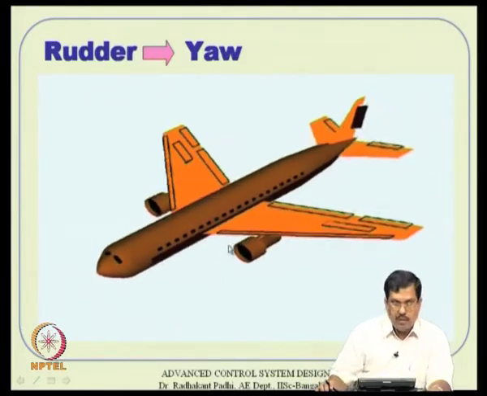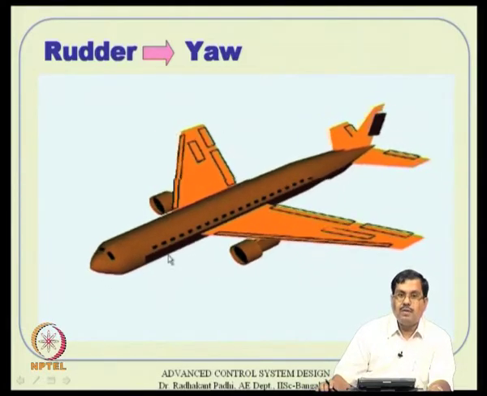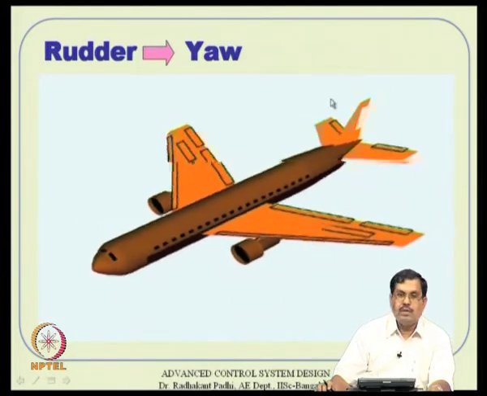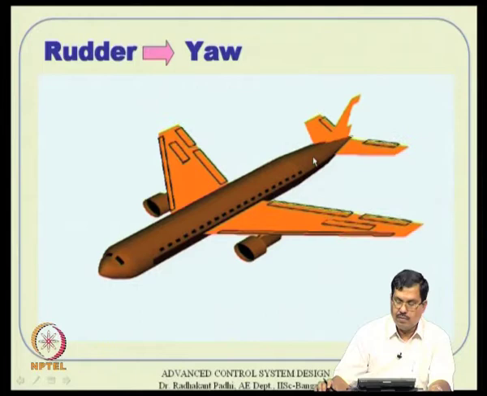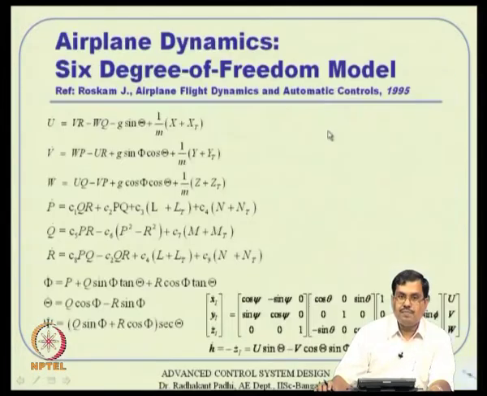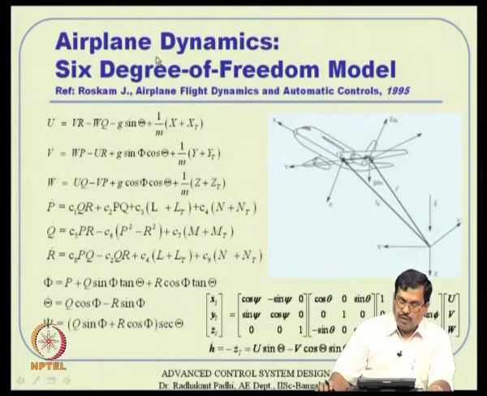If the guidance is also in action, then the reference command to follow comes from there, and all these control surface deflections we have to create appropriately. That is the problem of so-called control system design for aircraft, or autopilot design. While doing that, we have also derived what is called the 6 degree of freedom model of the aircraft.